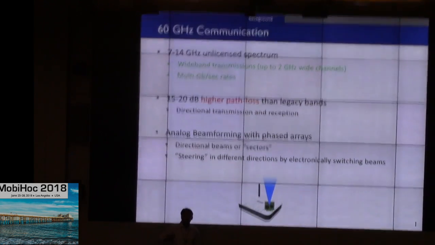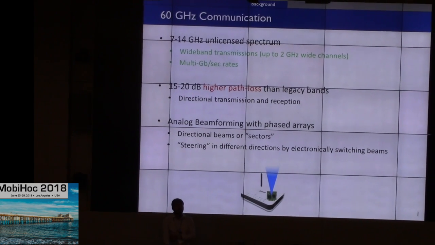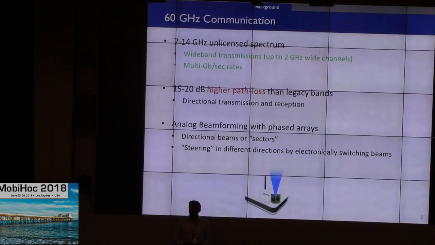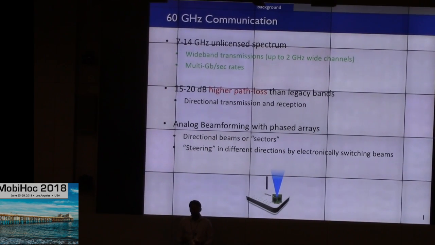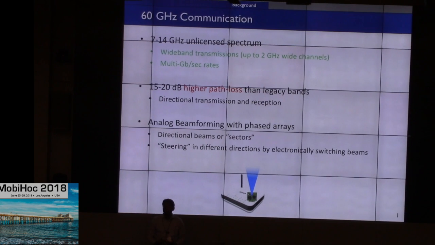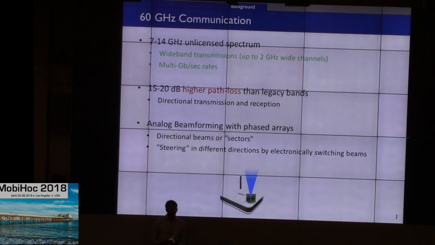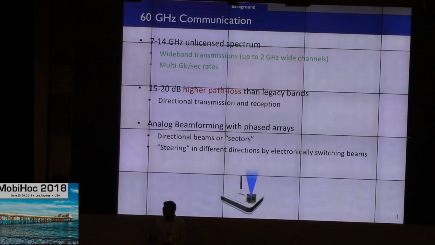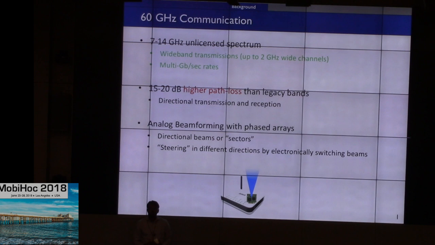So the key advantage of moving to this higher frequency band is that we have 7 to 14 gigahertz of unlicensed spectrum with individual channels as wide as 2 gigahertz and even more. And that really gives us an opportunity to achieve multi-gigabit per second data rates, which is hundreds of times greater than the legacy 2.4 and 5 gigahertz. However, the key challenge in moving to the higher frequency is that the free space path loss also becomes very high, and we have to use directional transmission and reception to overcome this path loss.